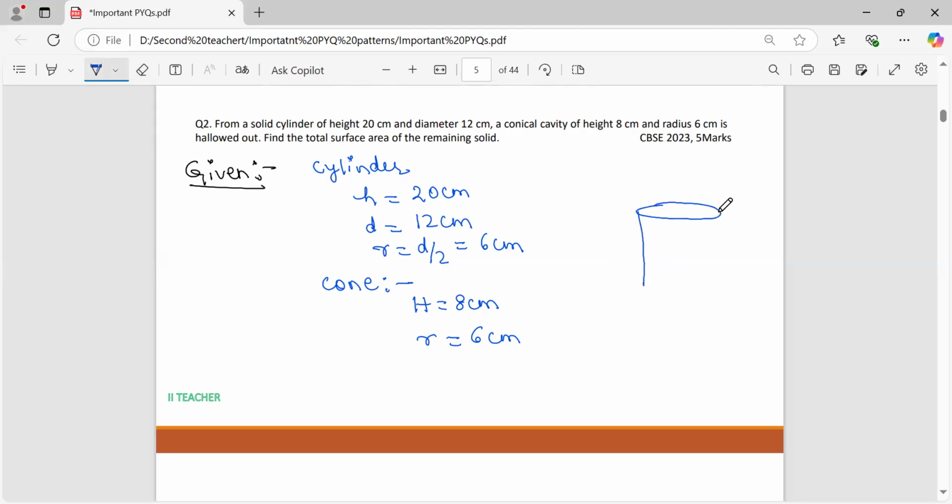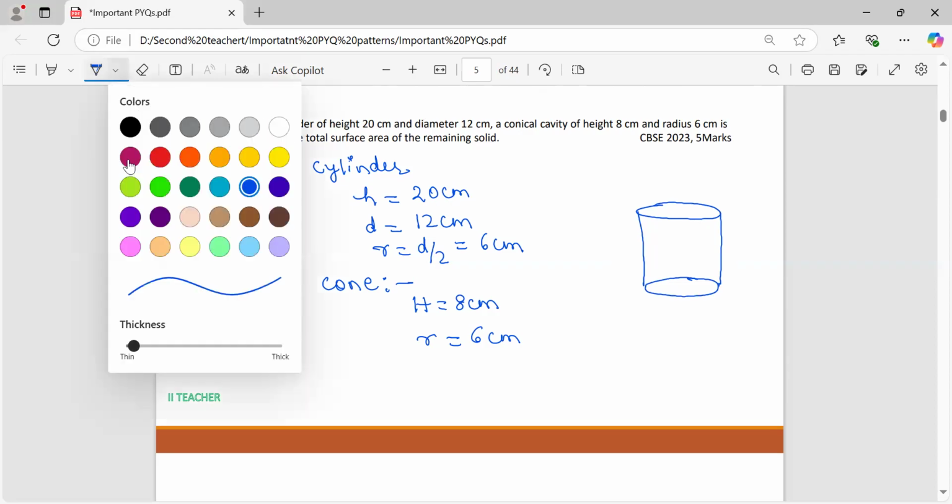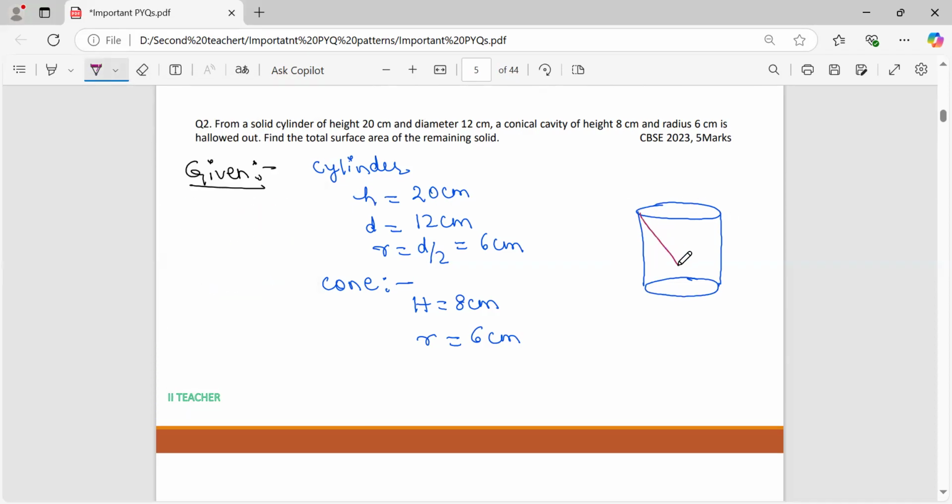There is a cylinder like this. And here what I have done, I have carved out a cone. I have carved it out. That means there is a hollow there. Now, this height h is equal to 20 centimeter. And this height is capital H. This is the radius r. And this is the radius r. Now it is clear.